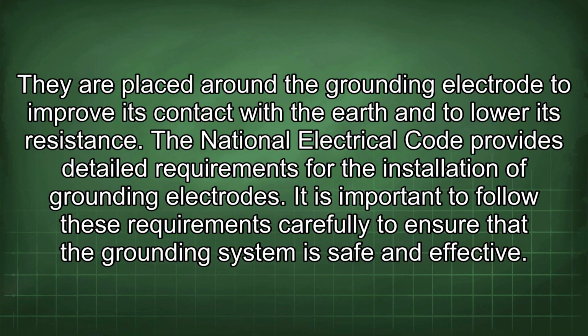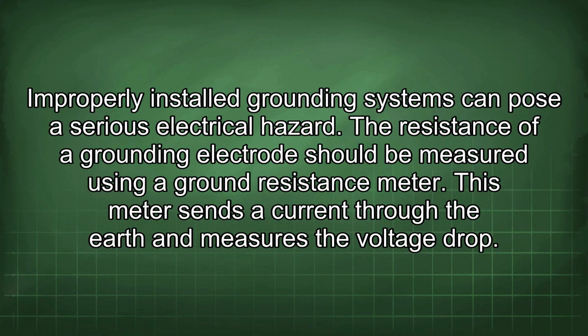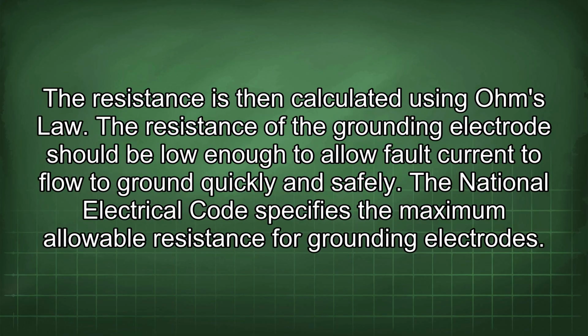The National Electrical Code provides detailed requirements for the installation of grounding electrodes. It is important to follow these requirements carefully to ensure that the grounding system is safe and effective. Improperly installed grounding systems can pose a serious electrical hazard. The resistance of a grounding electrode should be measured using a ground resistance meter. This meter sends a current through the earth and measures the voltage drop. The resistance is then calculated using Ohm's law.